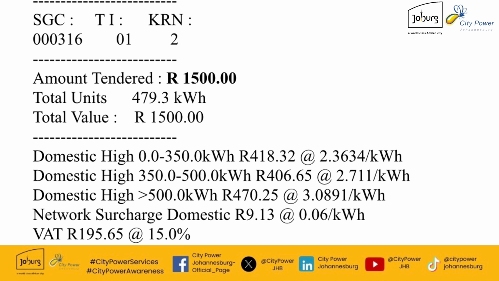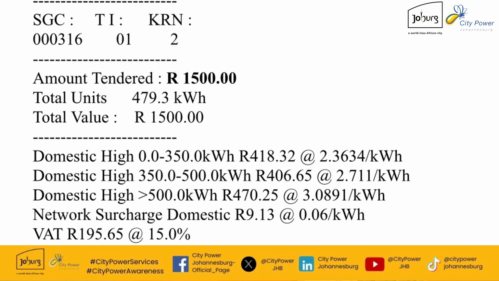You can see that on domestic block 1, 418 rands and 32 cents is allocated to block 1. On block 2, 406 rand and 65 cents is allocated to block 2, while the difference of 470 rand and 25 cents is allocated to block 3.